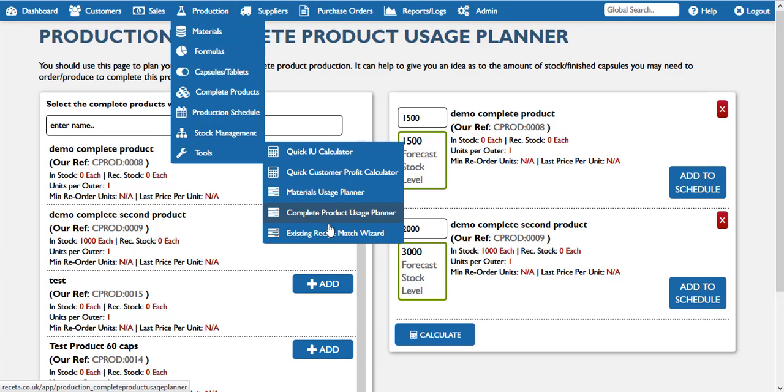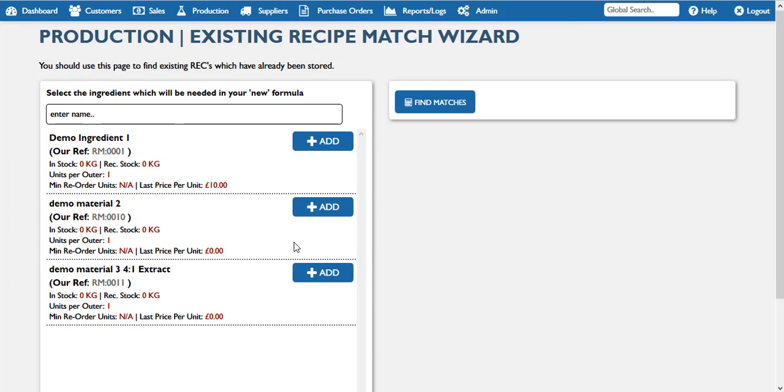The final tool is the existing recipe match wizard. If you have a new customer come on board who has a specific formula they would like you to use, or you indeed are planning a new formula, it doesn't make economical sense for you to make that new formula if you've already got one in Receta which you've run in the past and you may already have the production notes for, etc. What you can do here is find the formulas which match the existing requirements within reason.